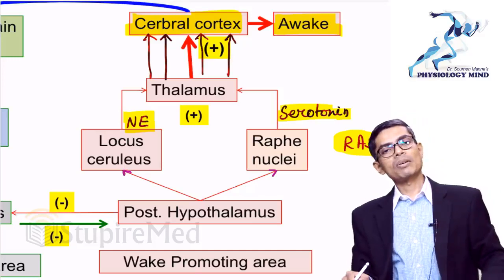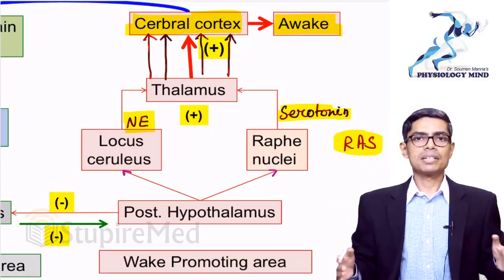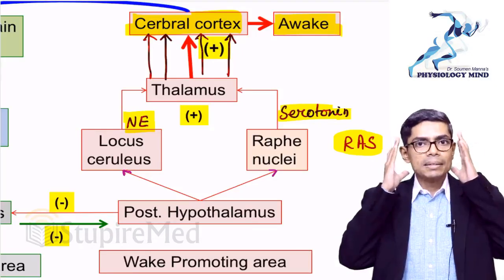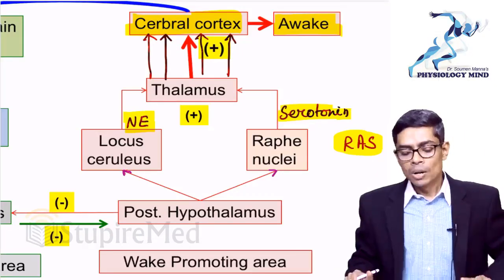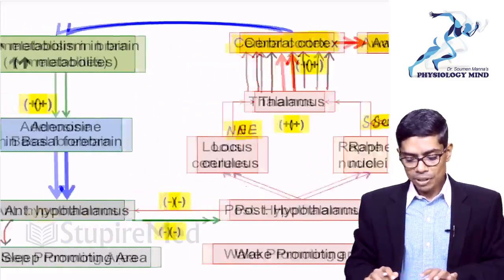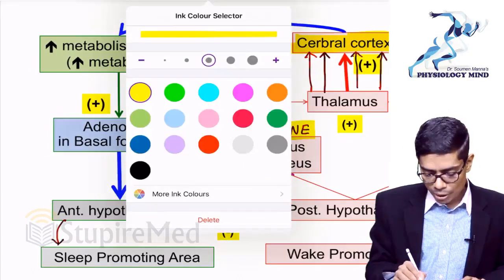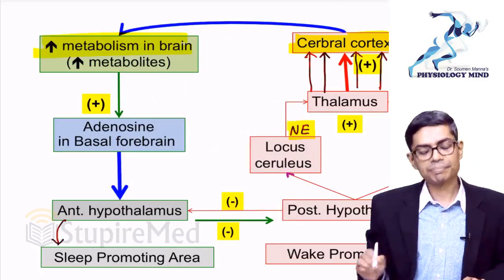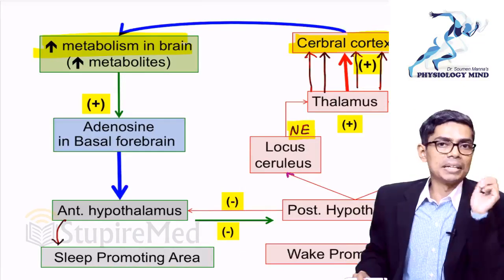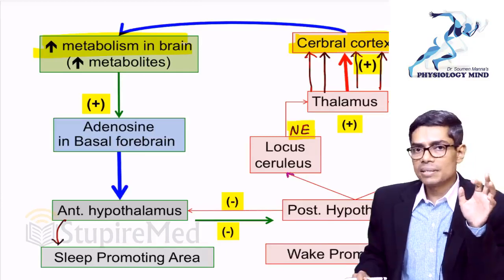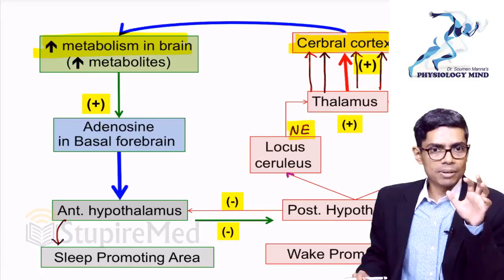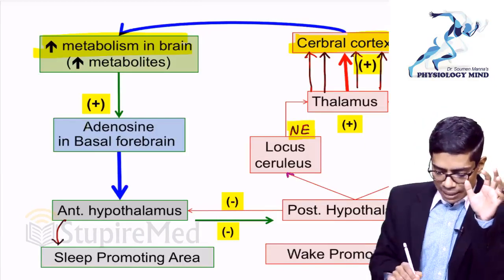Now suppose your cerebral cortex is awake for a long duration, for example you are studying for your AIIMS entrance examination for a long time. What will happen? Your brain neurons are very active. When the neurons are very active for a long duration, they produce an increased amount of metabolites in the brain. So there will be metabolite accumulation in your brain. Among various metabolites, the main one responsible for the onset of sleep is adenosine.